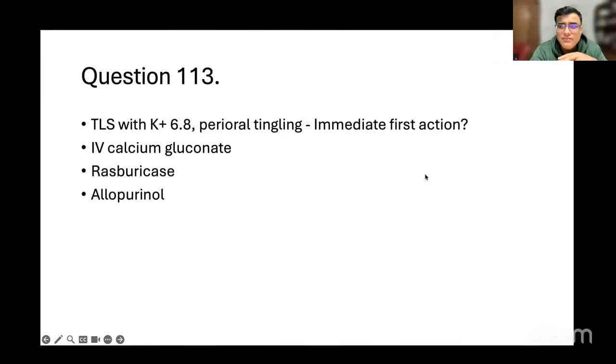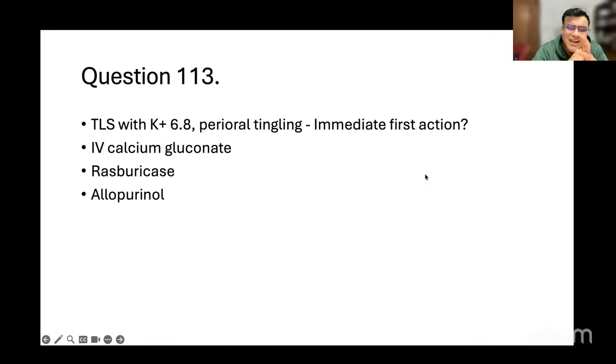So what is the first action? What will you do? Can you do dialysis here? It will take a long time to do dialysis, but the patient might develop seizure because of hypocalcemia. The patient might go into cardiac arrest because of hypocalcemia or hyperkalemia. So the immediate first action is to give calcium gluconate to correct that hypocalcemia and to membrane stabilize the hyperkalemia. That is the best step you have to give.